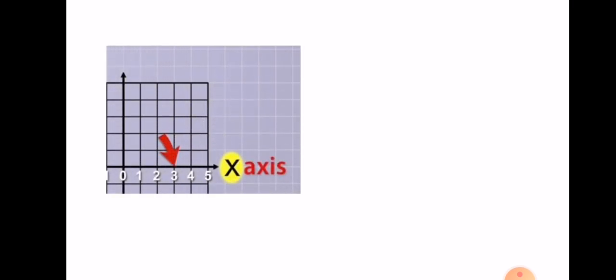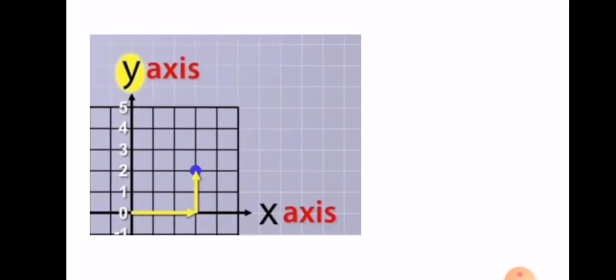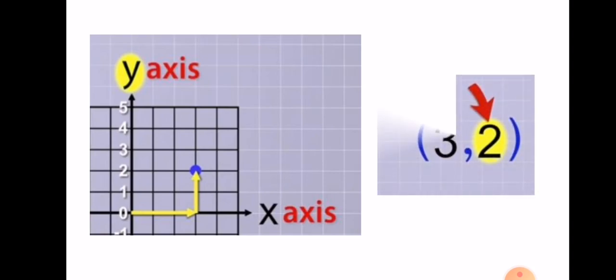So here is the x-axis, I will go 3 on it. So I will put a dot on 3, then I will go up on the y-axis 2 because my ordered pair is (3, 2). So 3 on the x, 2 on the y. So I will go up 2 to locate my point. So here it is, the final point.